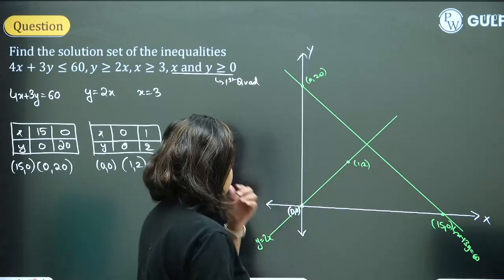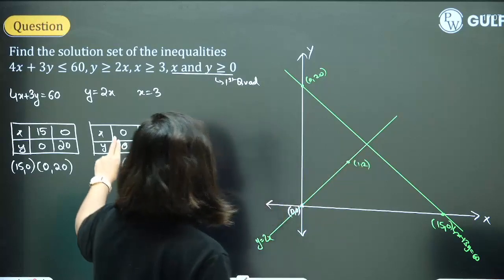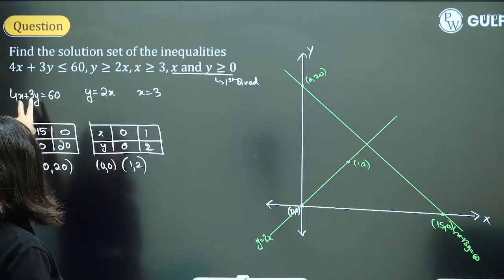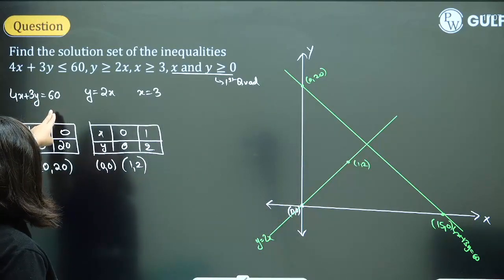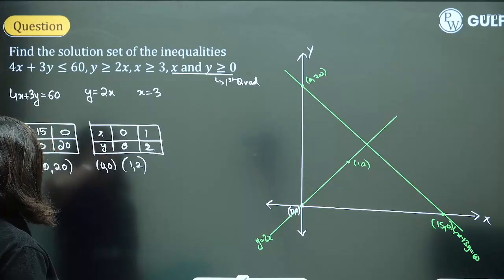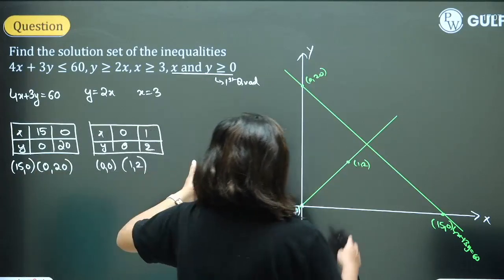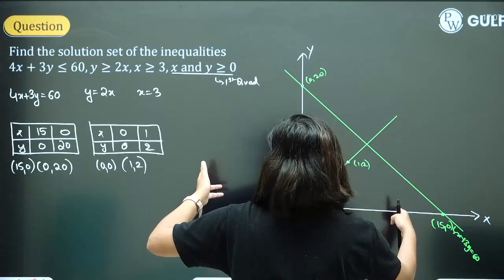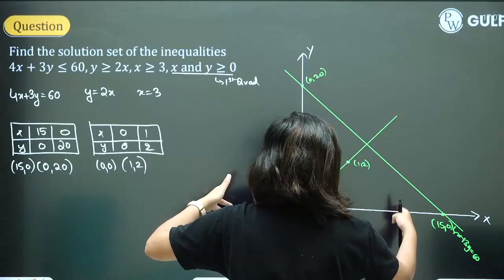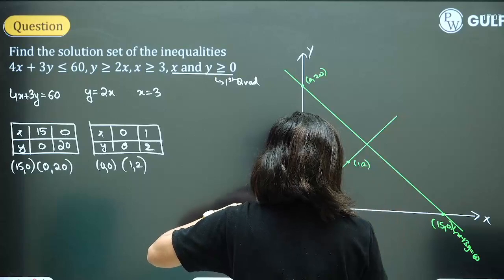Now how exactly will it be? I'll have to see what is the point of intersection of these two. Y as 2x, 3 2s are 6, plus 4, 10x equal to 60, x equal to 6. So it's meeting at 6. And if x is 6, y is 12. Okay, these two lines meet at 6 and 12.